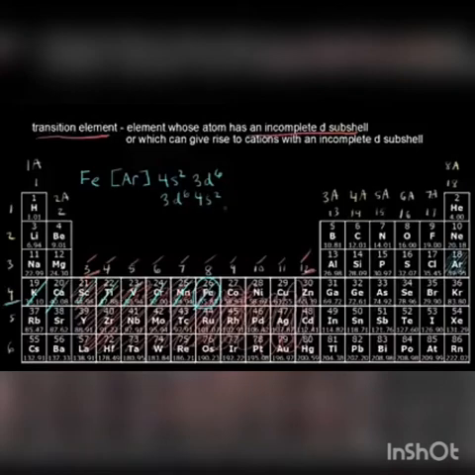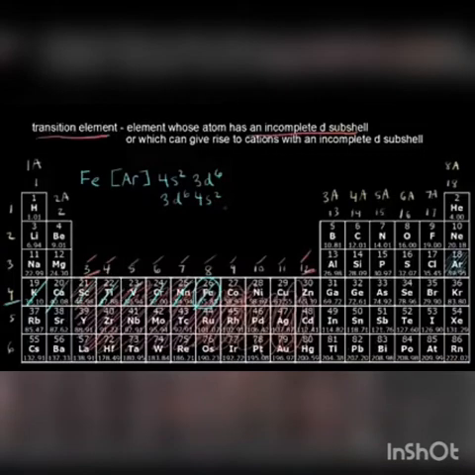And I won't get into a discussion about the order of filling of these orbitals in this video, so I'll save that for another video. This video is only talking about definitions and identifying elements on the periodic table. And so either one of these would be a correct electron configuration.